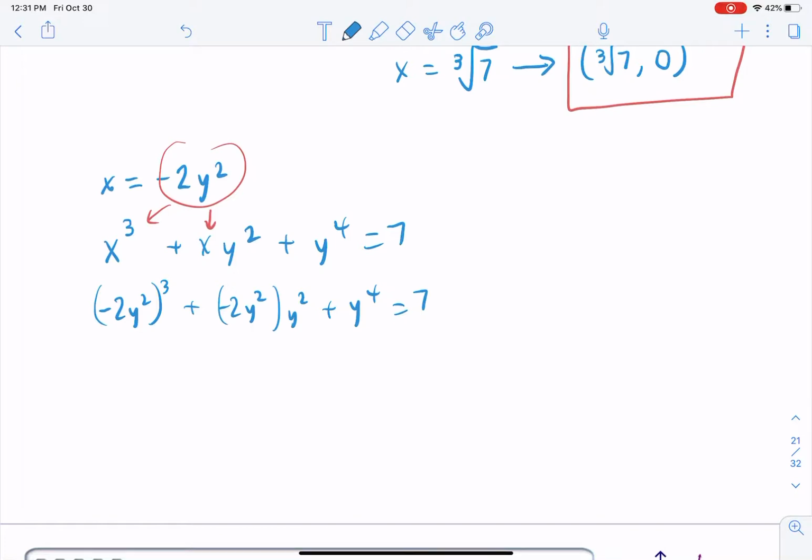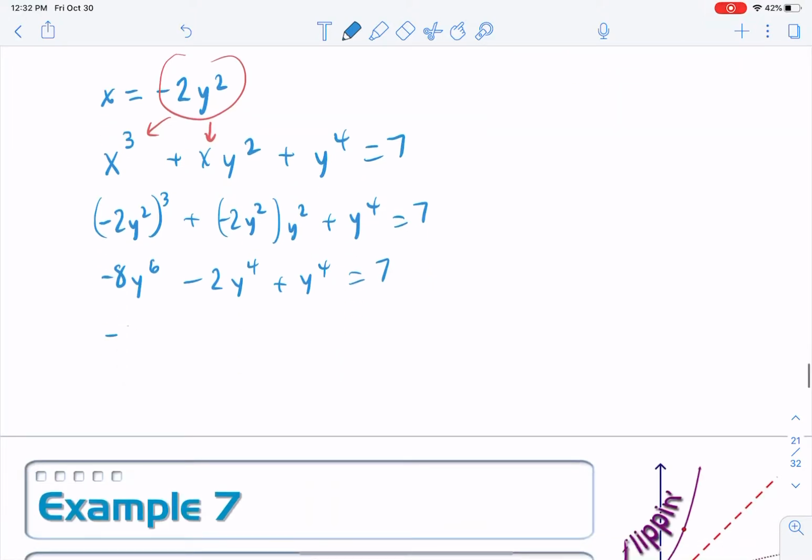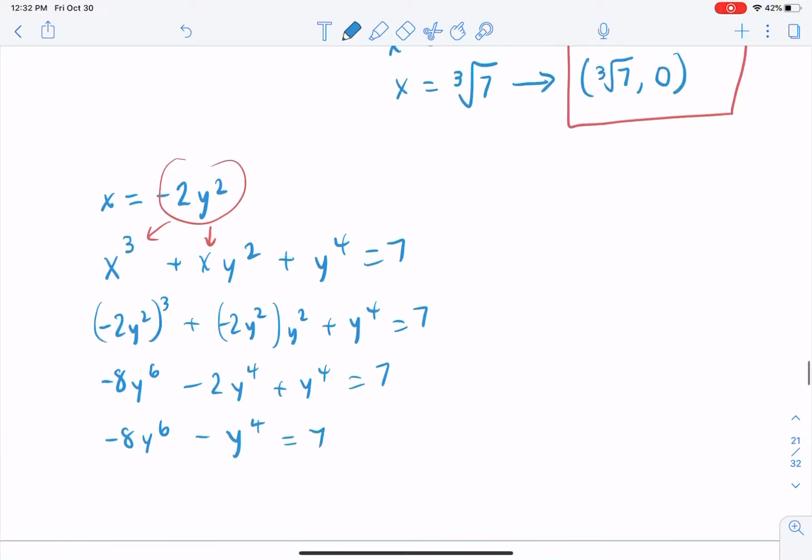Let's cube it. Negative 2 cubed is a negative 8. y to the, multiply those exponents, 6. And then let's multiply this stuff up. I'll have to add those exponents. I get a negative 2y to the 4th, plus another y to the 4th. Oh, we got some like terms going on here, so we can combine those two guys up. Negative 8y to the 6th. Notice that I am totally running out of space. Is equal to 7. Now what?